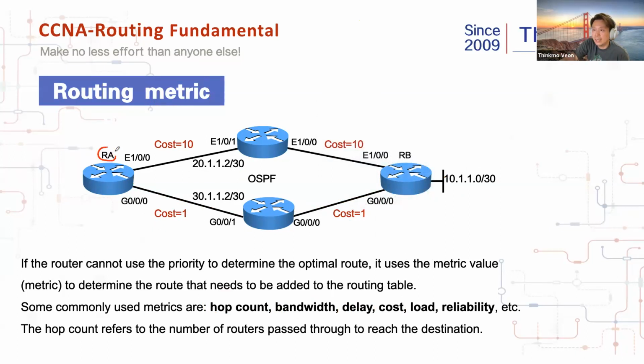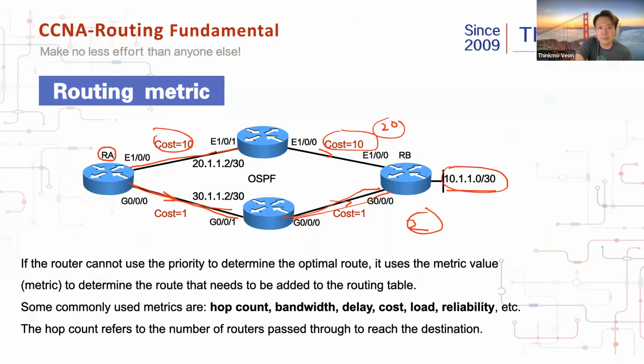For example, router A needs to go to the destination 10.1.1.0/30, this subnet. It has two routes. One is via this way, one is via this way. For this way, we have a total cost of 10 plus 10, which is 20. Here we have a total cost of 1 plus 1, which is 2. So 2 is lower than 20, so this path will be selected by the router to reach the subnet. Okay, any question?